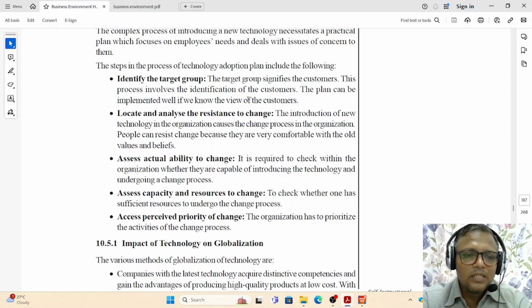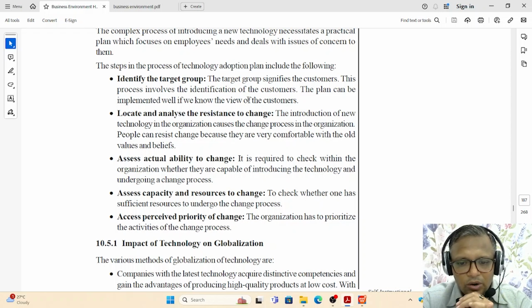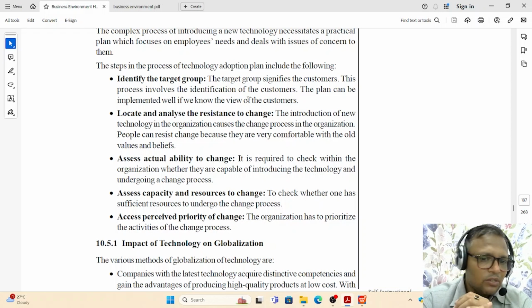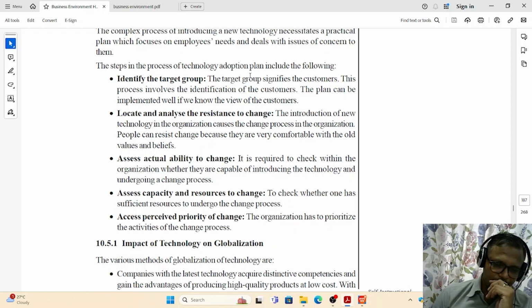Next is it assesses the actual ability of the change. It is required to check within the organization whether they are capable of introducing the technology and undergoing the change process. Next is assessing the capacity and the resources to change, to check whether one has sufficient resources to undergo the change process. And the last is assessing the perceived priority of the change. Thus, the organization has to prioritize the activities of the change process.